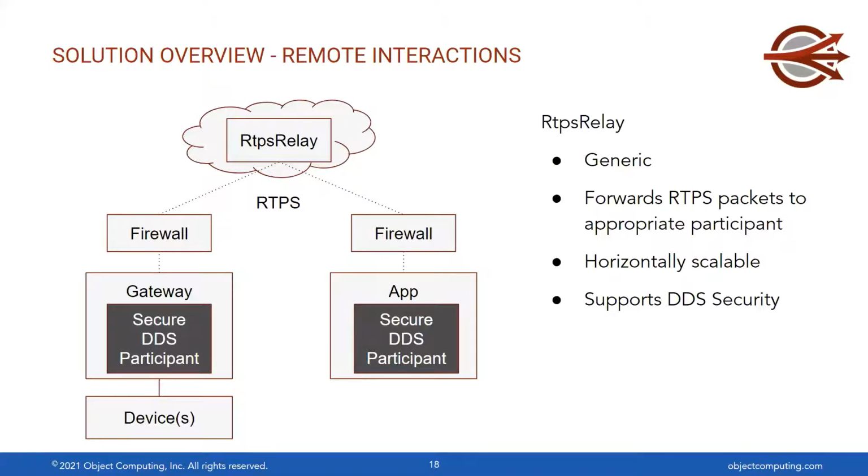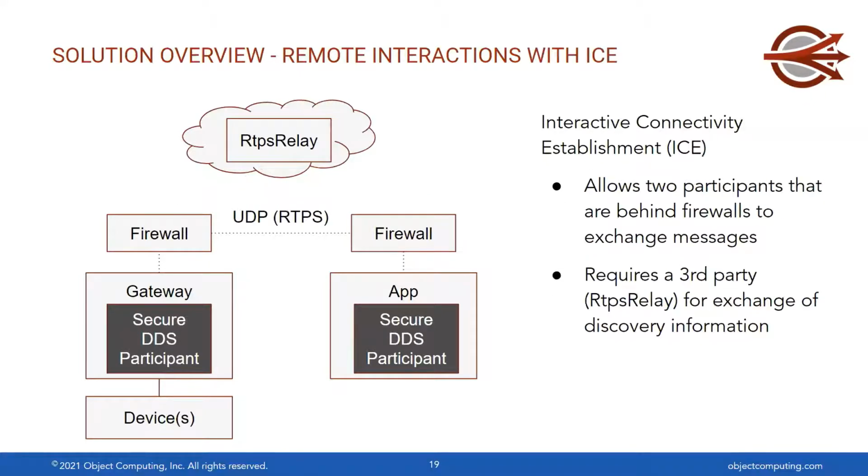What we want out of this is some horizontal scalability, so that as the number of gateways and the number of applications and users increases in our system, we can keep expanding that relay to accommodate that load. And it also obviously needs to support DDS security to prevent unauthorized use. But other than that, it's completely generic.